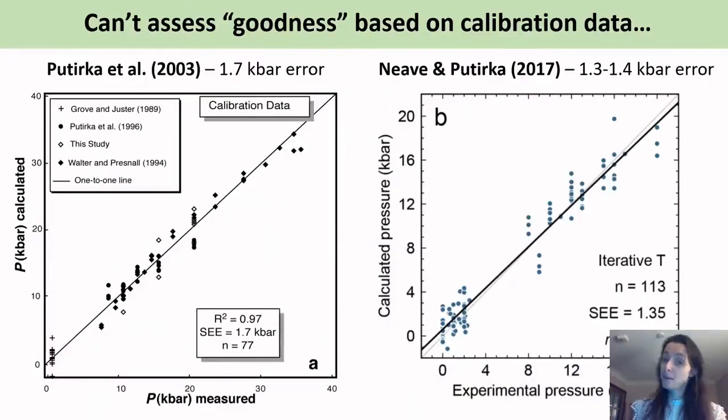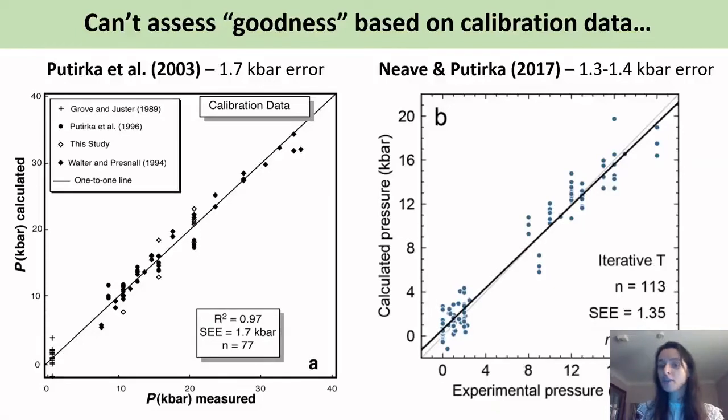One of the ways that people are currently picking is using the stated standard errors on these barometers. So for example, for the Peterka et al. 2003 barometer, they have this plot in the paper which shows the calibration data, and they show that this model fits this calibration data with a standard error of 1.7 kilobar. But this is the fit to the calibration data.